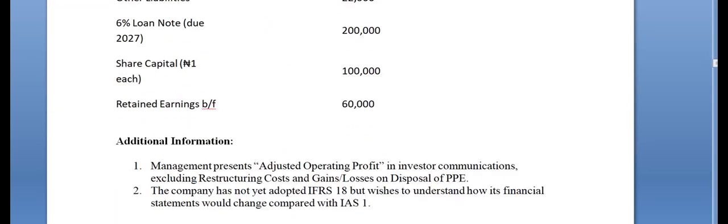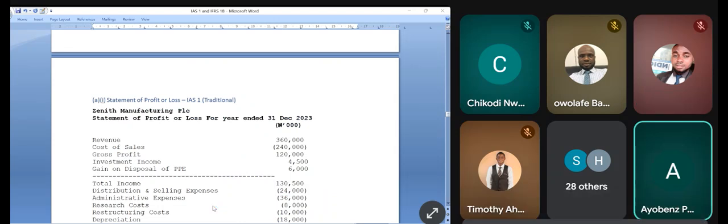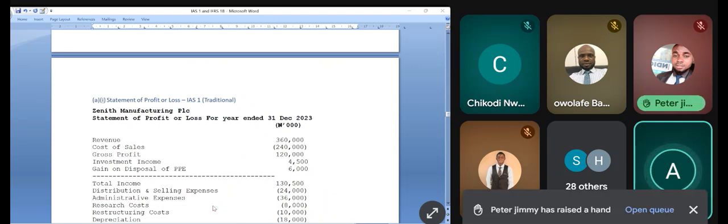So now under our solution, we can see it here. Gross profit 120,000, investment income 45,000, gain on disposal of PPE 6,000. Now these are the traditional way under IAS 1 of how we compute our items. Please, Peter, you raised your hand, go ahead, ask your question.